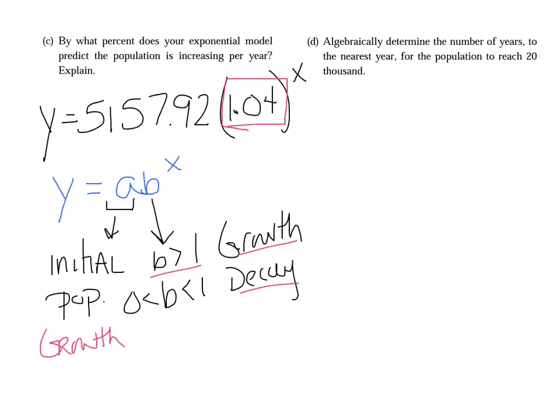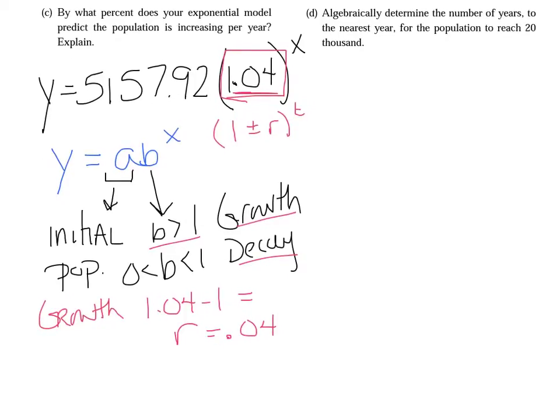Now remember, the formula was always 1 plus or minus the rate to the time. Okay, that was our formula for exponential growth or decay. So since this is bigger than 1, I know it's growth. And I know my rate, I just take my 1.04 minus my 1, tells me I have a rate of 0.04. Now, what percent is that increasing by? Well, we just take that decimal and we move it 2 places back to the right, and I would say that's 4%.